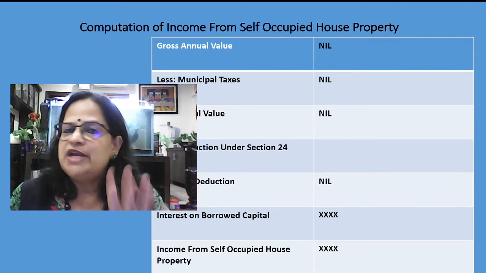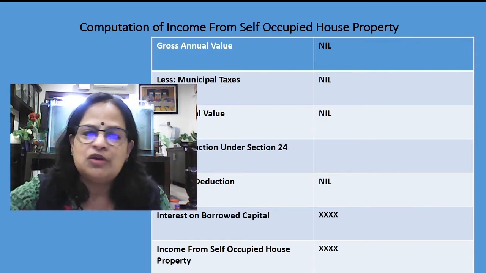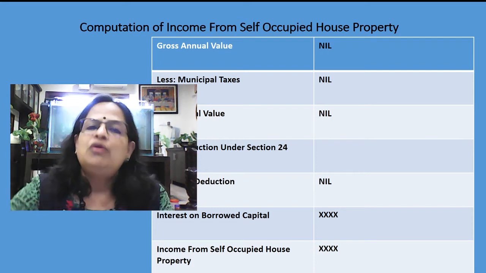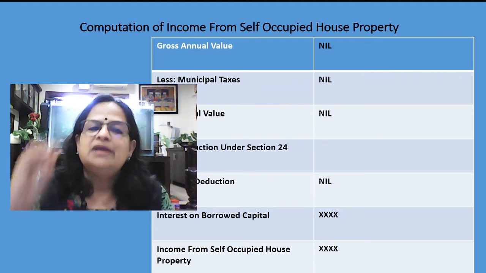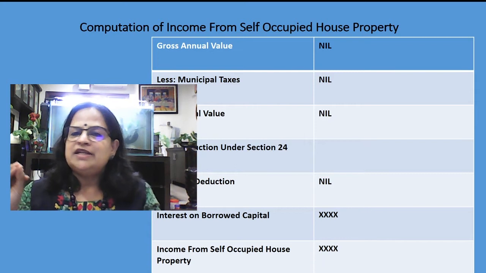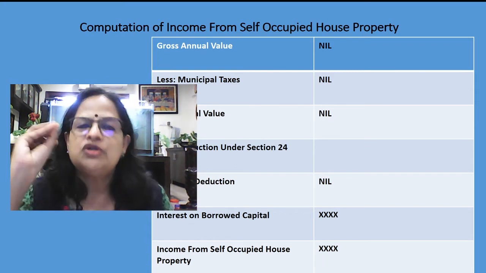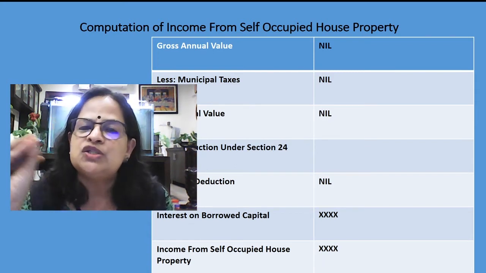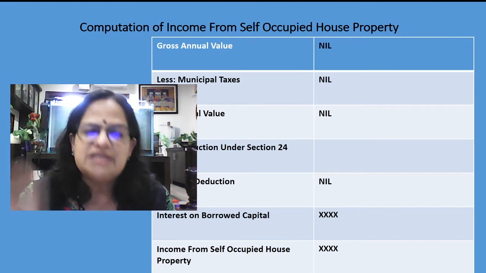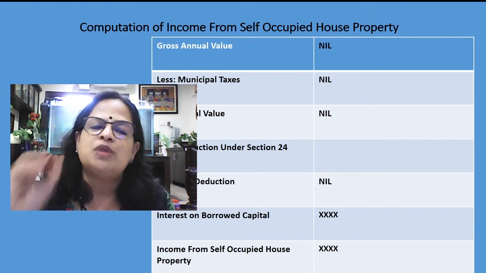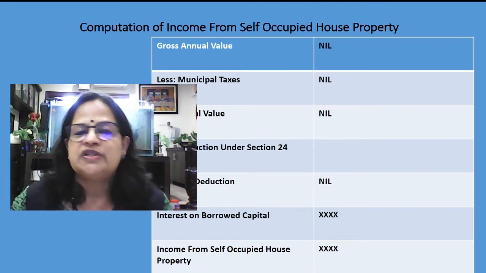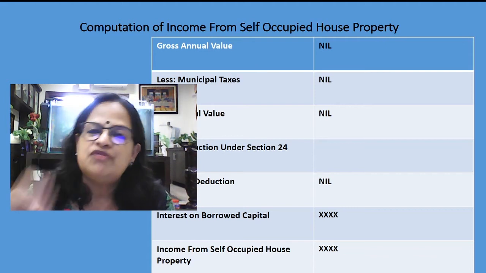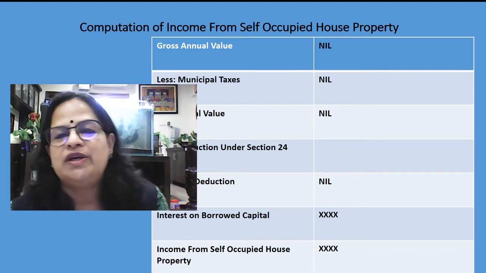Now gross annual value, we have learned how to calculate gross annual value through 5 steps. Now less municipal taxes will be there. So gross annual value in the case of self-occupied house property, we have to remember that net annual value itself we are taking it as nil. So here you have to remember gross annual value also nil. Municipal taxes also we will not allow, because net annual value for the self-occupied house property we are taking it as a minus figure, nil. From there we are allowing the deductions. So always income from self-occupied house property will be a minus figure, loss.